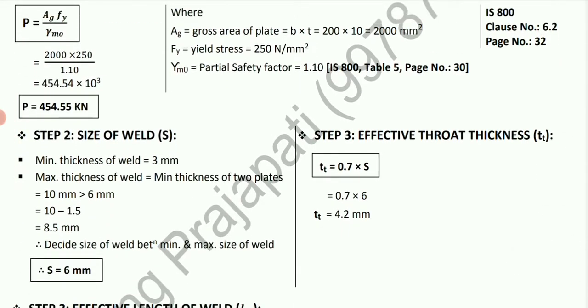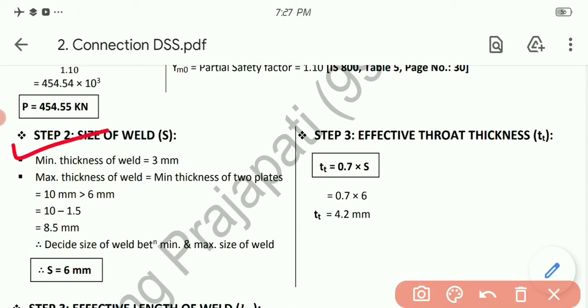Now the next term in the welded connection, always decide the size of weld. As we know, the theoretical criteria for the weld says the size of weld should be in the range of 3 mm to 6 mm. So first of all, minimum thickness of the weld, that is 3 mm, and maximum size of weld.